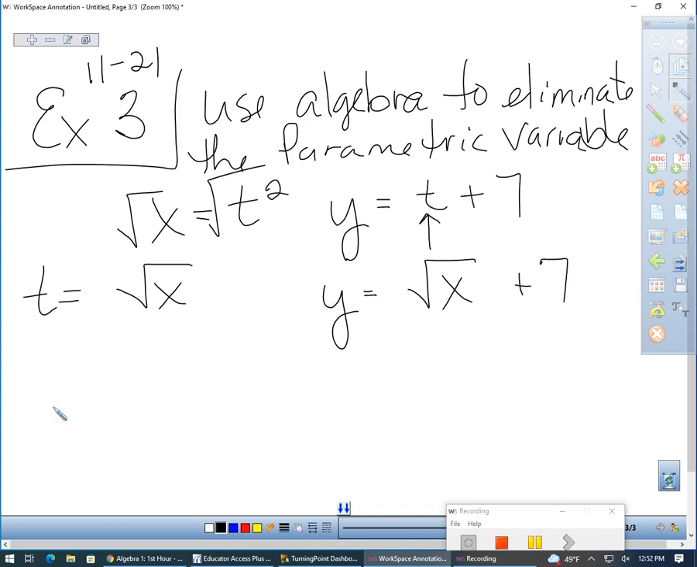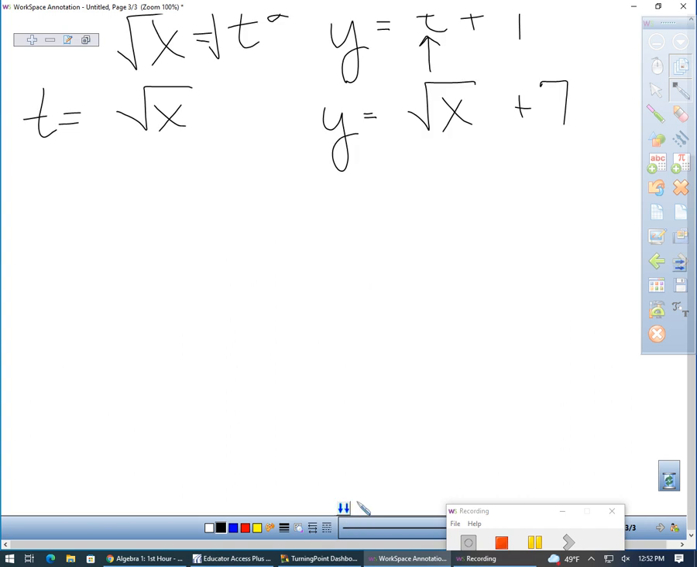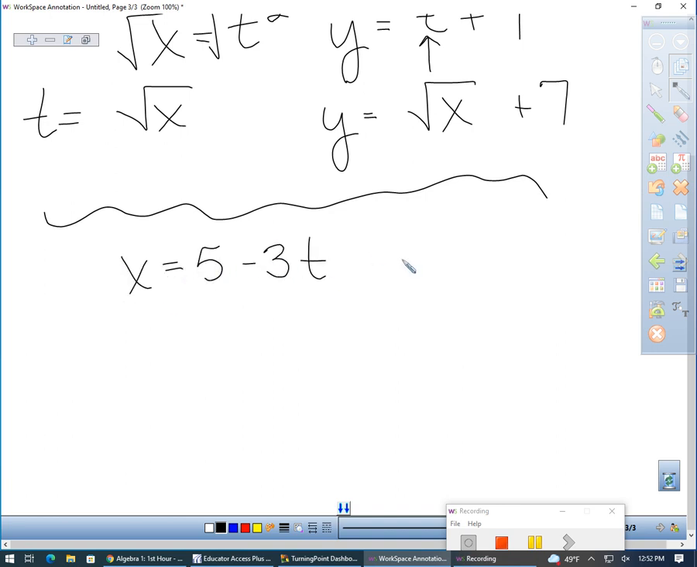Let's do one more that's a little bit harder. What do you think? Just a little bit. You like this level? What if I gave you, I need something a little bit harder. How about x equals 5 minus 3t, and y equals 2 plus t.